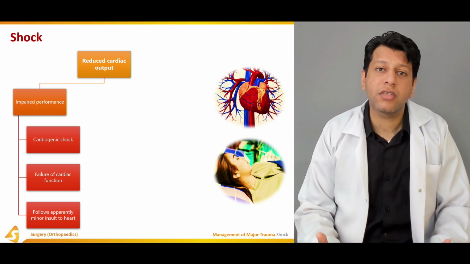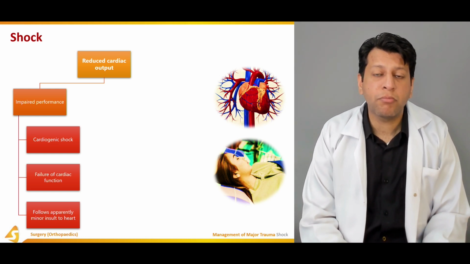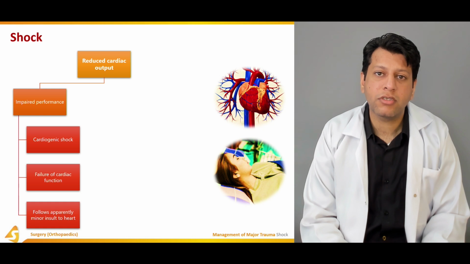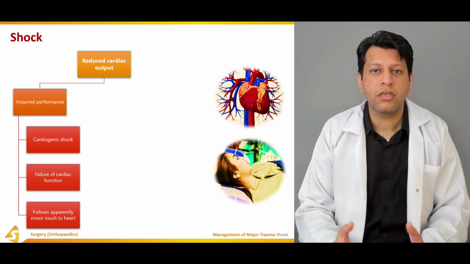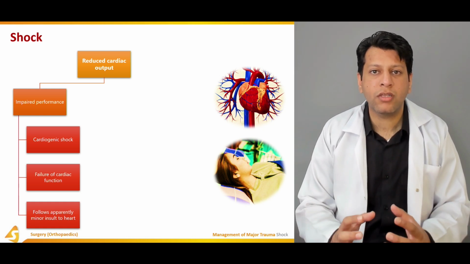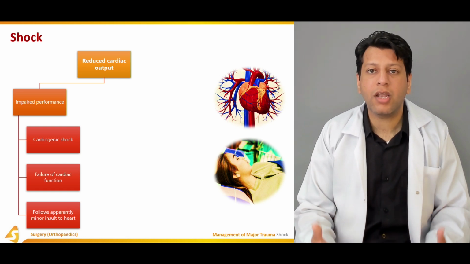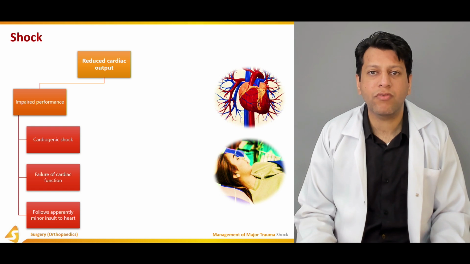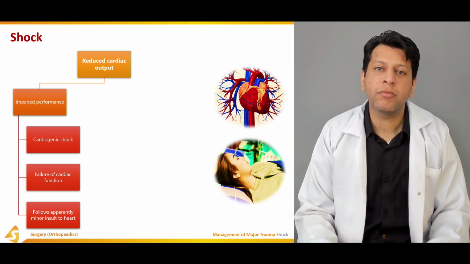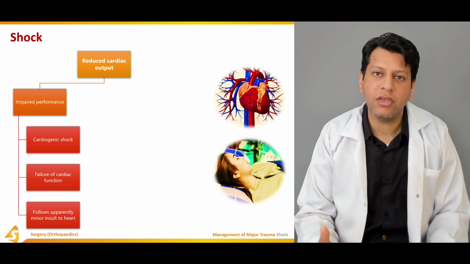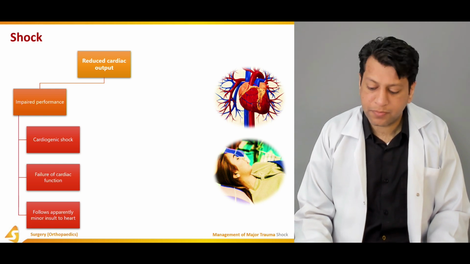Now if you take the example of pericardial tamponade, what happens is there is a collection of blood in the pericardium so that the heart cannot pump its normal blood to the body. This is a classical example of a cardiogenic shock, which is leading to impaired performance of the heart, and so that eventually leads to a shock.